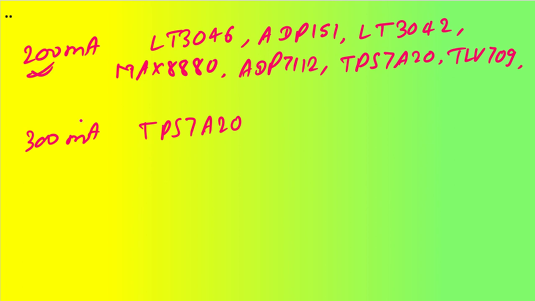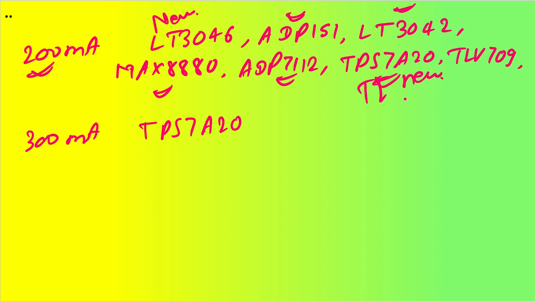For 200 milliampere applications, this is a very new IC that has been released by Analog Devices. Actually, it is a Linear Technology component, but Linear Technology was acquired by Analog Devices. ADP151, LT3042, MAX8880, then ADP7112, TPS7820. So this is my preferred component. Okay, this is from Texas Instruments, TPS720, because this is a new component and this is very low cost.